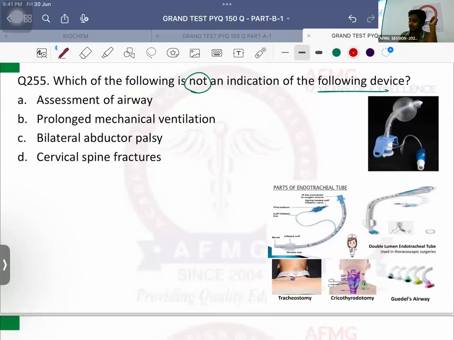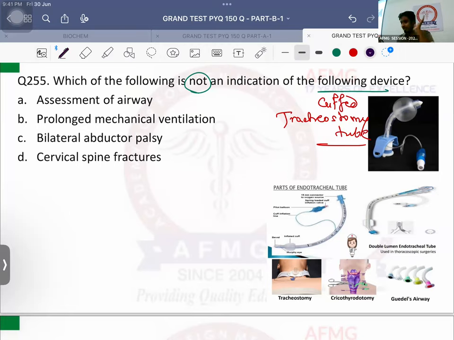What is the device? It is a tracheostomy tube. It is a cuffed or uncuffed tube. It is a cuffed tracheostomy tube. Now, important. What is the indication of tracheostomy tube? If you are not able to intubate a patient, that is can't intubate, can't oxygenate.